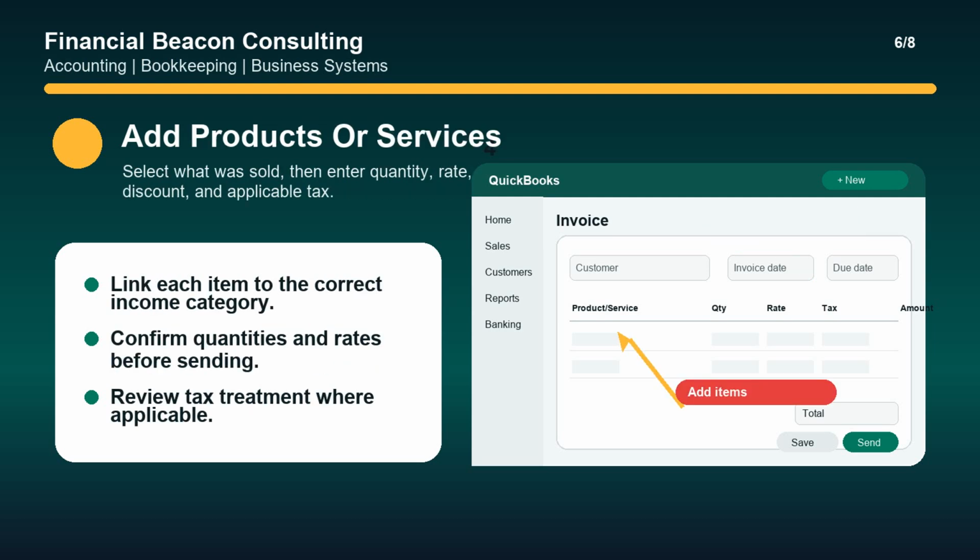Step 4 is to add the products or services sold. Choose the correct item, enter the quantity, rate, discount if any, and applicable tax. Make sure each item is linked to the correct income category so your profit and loss report remains accurate. Avoid using vague descriptions like services only, especially when the customer needs detail for approval. Clear item descriptions reduce disputes, speed up payment, and make your bookkeeping easier during monthly reviews.